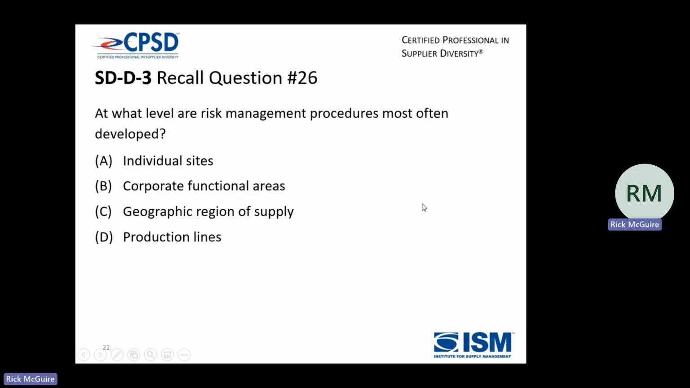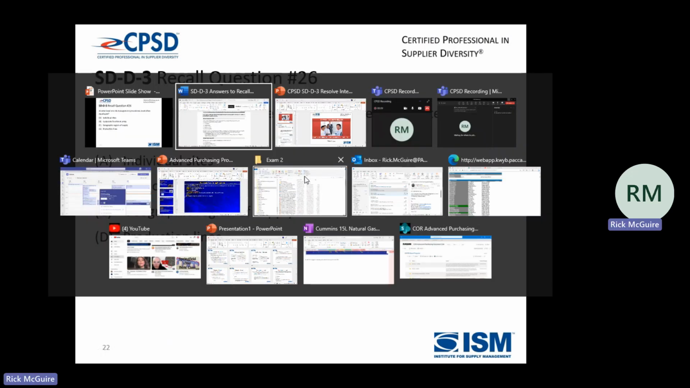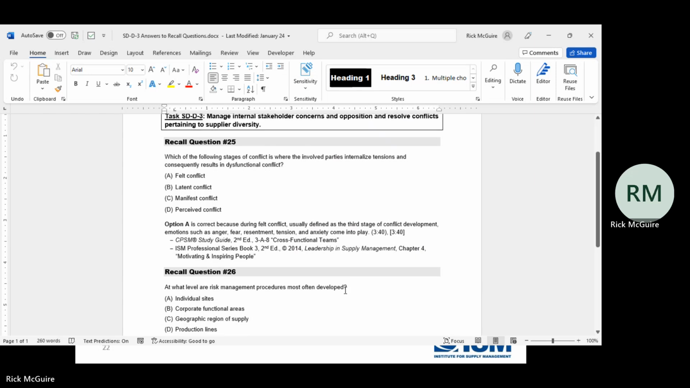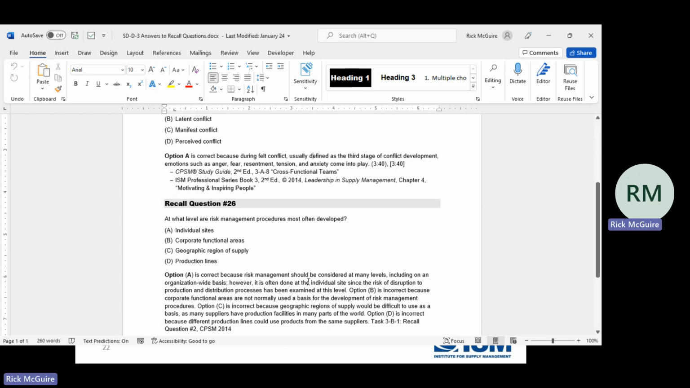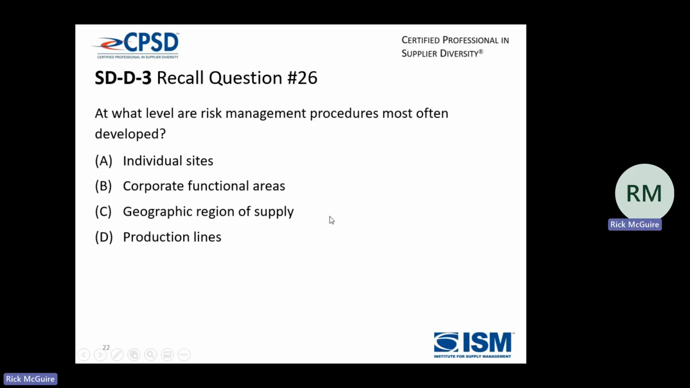Okay. At what level are risk management procedures most often developed? Individual sites, corporate function areas, geographic regions, supply production lines. I would say individual sites more than likely. Let's see what they say. Yep, individual sites. Risk management should be considered at many levels, including an organization-wide basis. However, it is done at the individual site, since the risk of disruption to production and distribution has to be examined at that level. Okay.